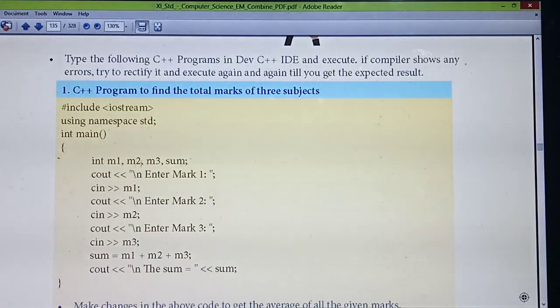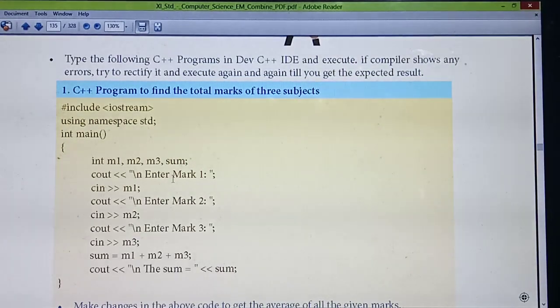How many marks are you going to enter? 3. What are they? m1, m2 and m3. You are entering 3 subject marks, no? So 3 variables: m1 for the first mark, m2 for the second mark, m3 for the third one. Next, you are going to store the result in the next variable. You are going to add these 3 marks and store the result in which variable? sum. Understand why you are mentioning 4 variables? 3 variables for entering marks, and the fourth variable is for storing the sum.